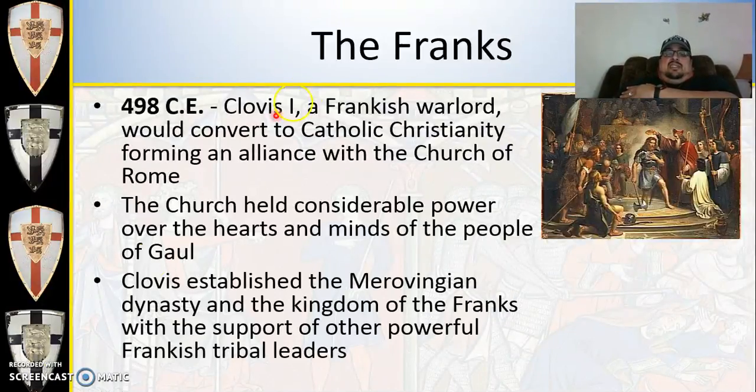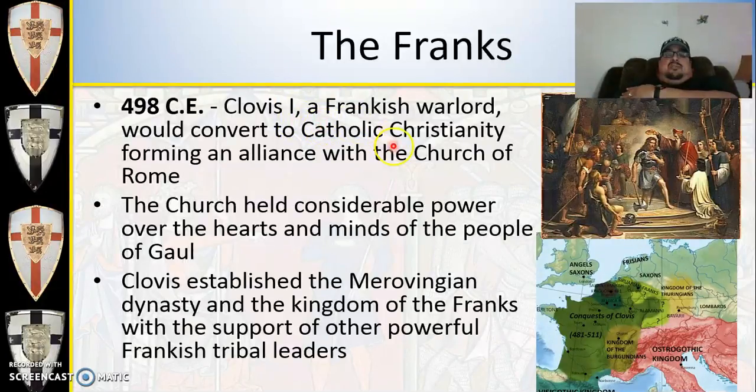Okay. Clovis the First. Frankish warlord, converted to Catholic Christianity, forming an alliance with the Church of Rome. With the Franks, the Church held considerable power. The Church was really strong. And Clovis established a Merovingian dynasty in the Kingdom of the Franks with the support of the other powerful Frankish tribal leaders. So you can see Saxons, Clovis over here, how it all spreads out. And you can see their respect to God here and their respect to how they believe with the Church.